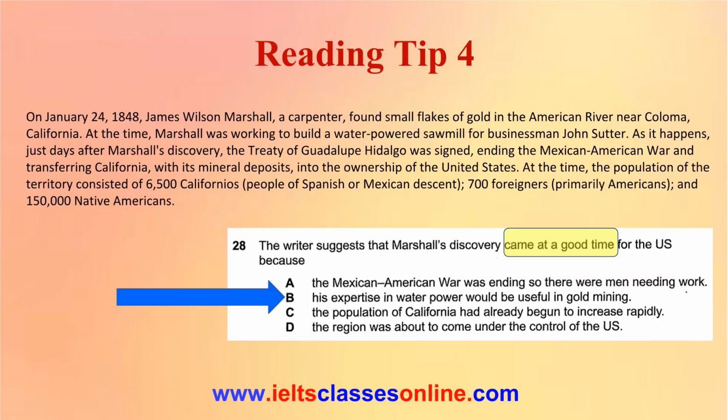The second option talks about Marshall's expertise in water power. Let us verify that with the passage. But does the passage mention his expertise in water power? On the contrary, it mentions that although Marshall was working on a water-powered project, he was actually a carpenter. He was working on a water-powered sawmill, but was not an expert in water power.